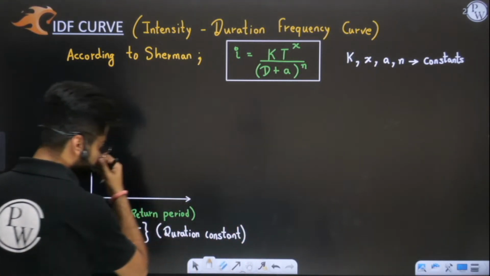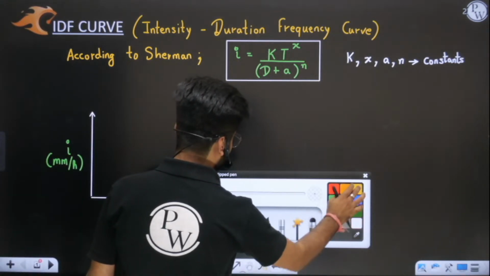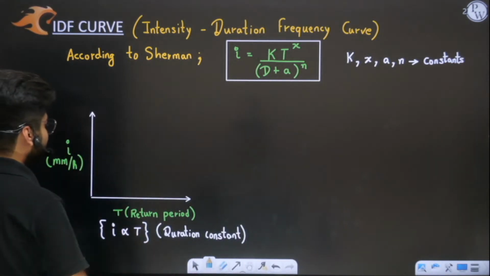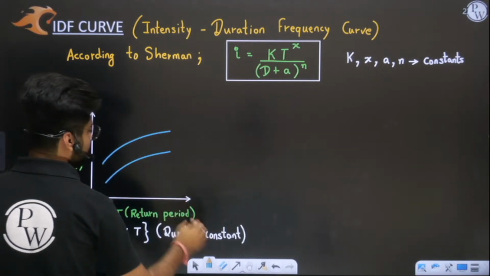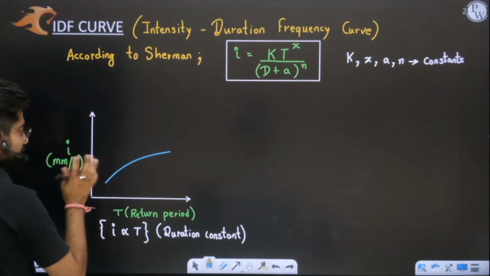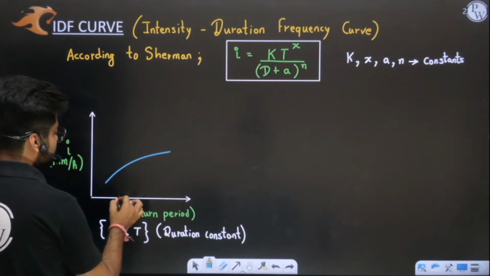For constant duration. Now when you draw such kind of graphs, you will see that these graphs will go up. Let me draw one graph first. So I is proportional to T. When the return period increases, obviously, let us take an example.